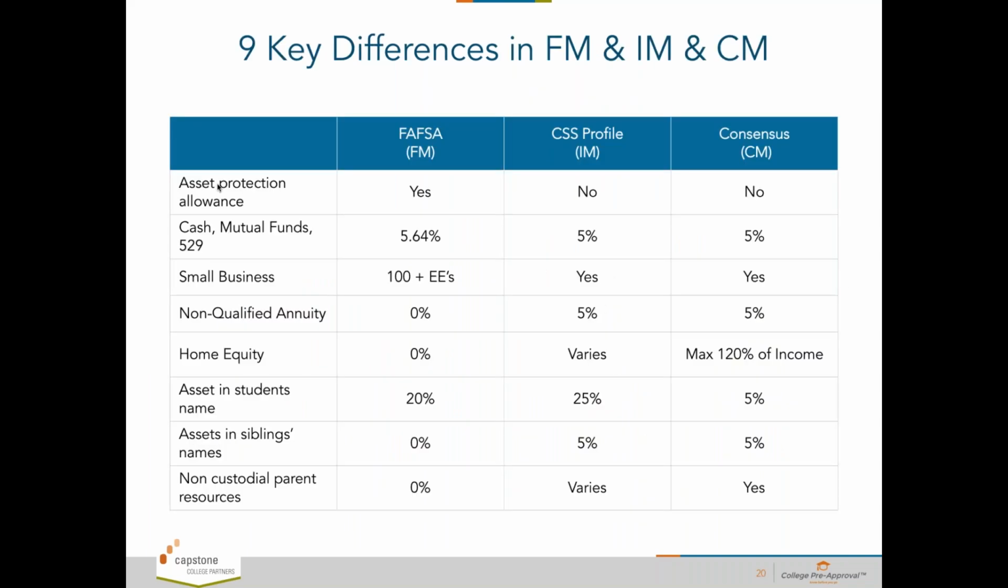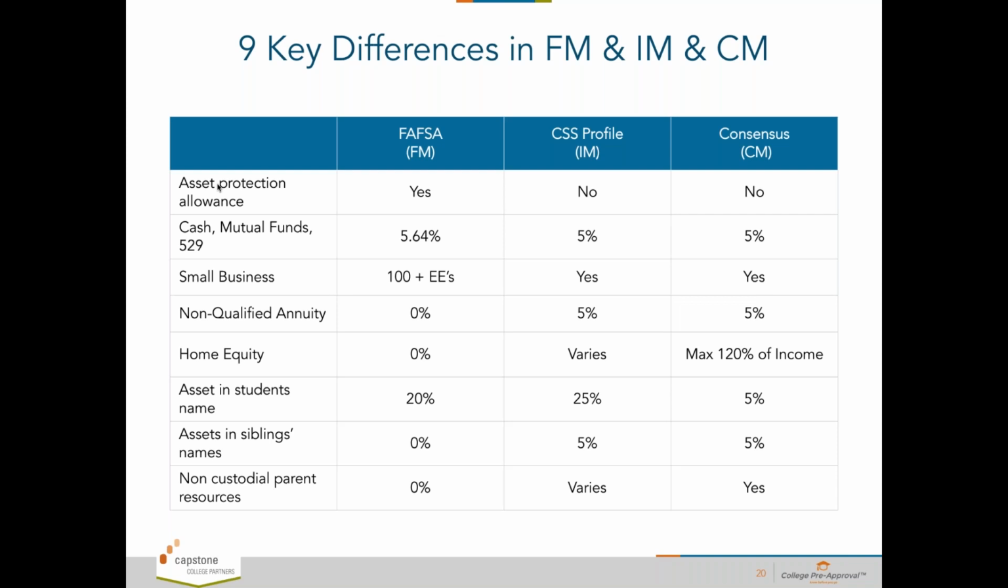So here's the 9 key differences that we break out, and I've got a couple of supporting slides here as we go. So in our course, we go through these in great detail, but obviously you can see even before I get into these, there's a lot of different pieces of the puzzle. But when we look at the difference between federal method, institutional method, and consensus method, the consensus method uses the CSS profile. It's the same form. They just look at things a little bit differently when they look at your resources.